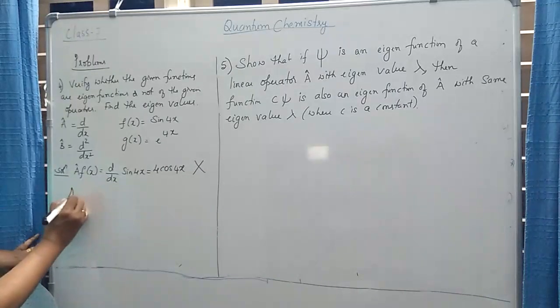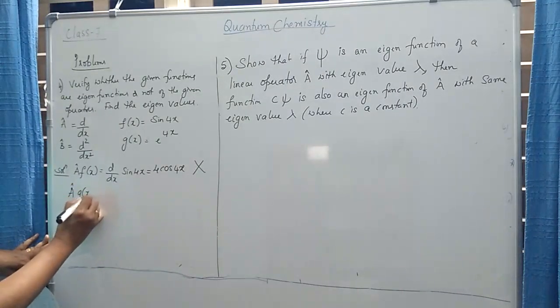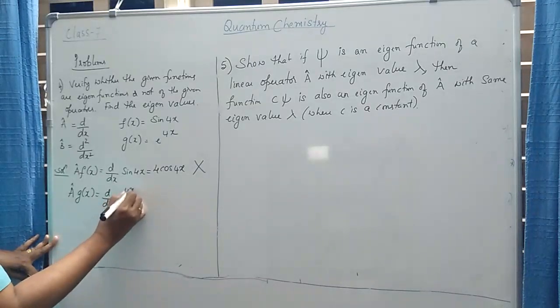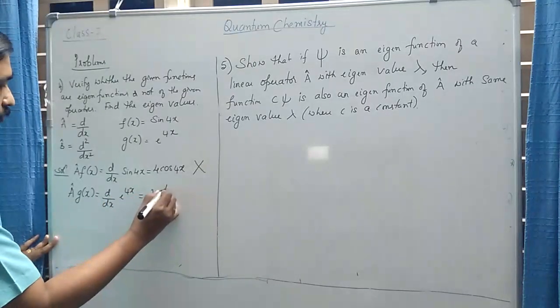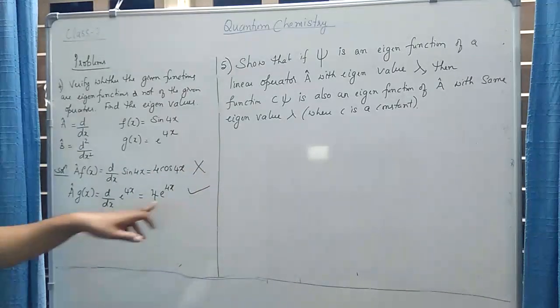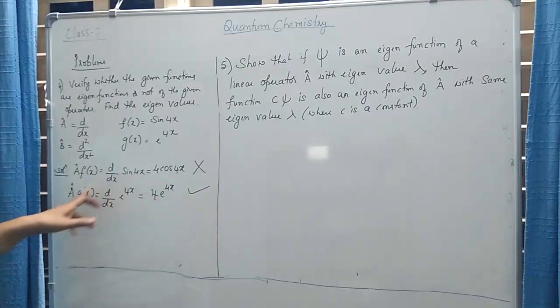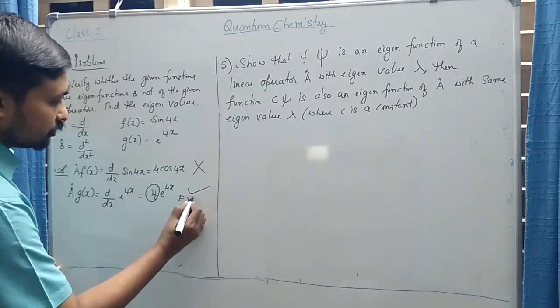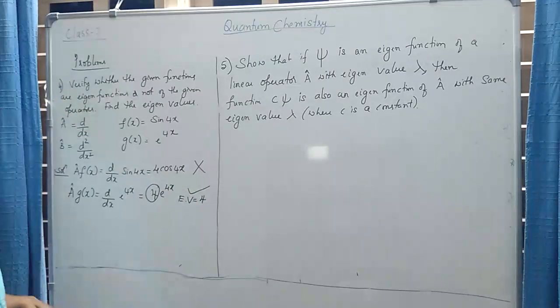Now let us find out A of g of x, that is d by dx of e to the power 4x, which is 4 into e to the power 4x. Therefore e to the power 4x is an eigenfunction because on application of this operator it gives back the same function but multiplied by a constant. So the eigenvalue is 4. Eigenvalue is equal to 4.